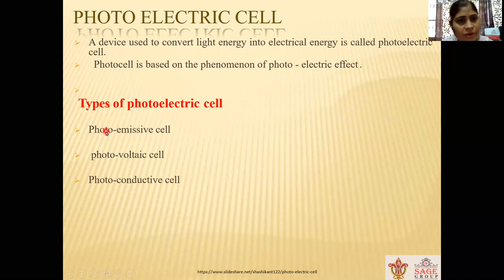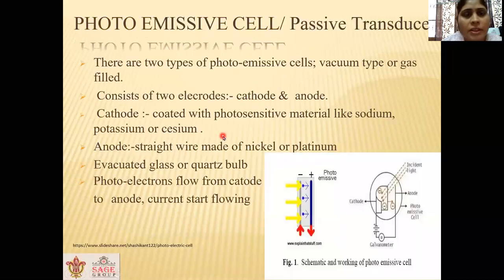So first we are going to take the photoemissive cell. The photoemissive cell is actually a passive transducer. Since it is converting light energy into electrical energy, it is acting as a transducer, but for its conversion, DC voltage is required, so it is a passive transducer. There are two types of photoemissive cells, vacuum type or gas type.